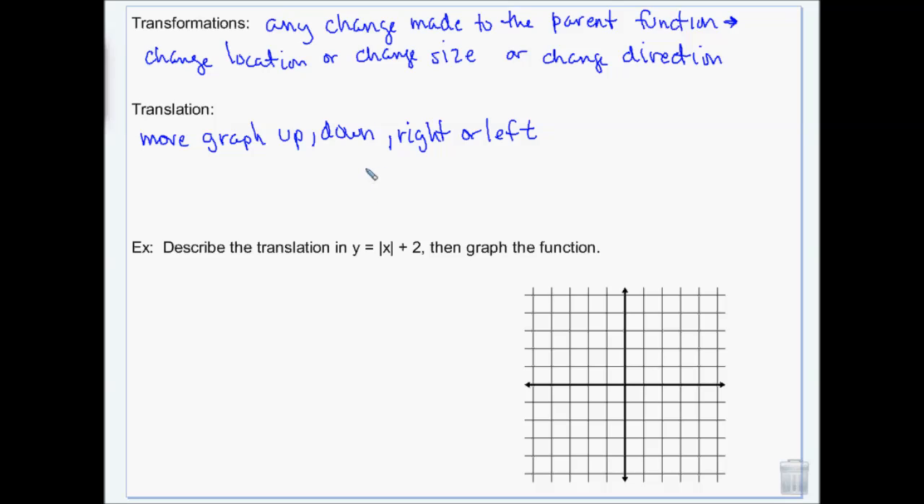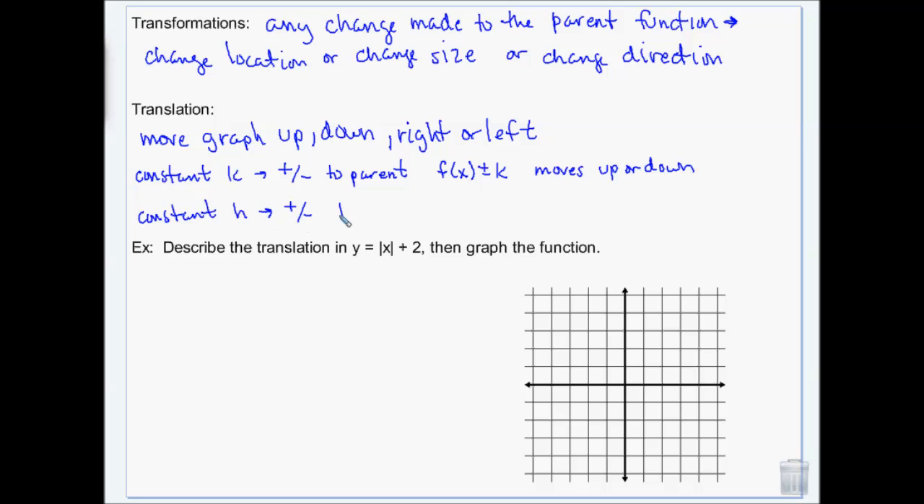And so what we have is, hold on a second, I'm going to move that. I'll just work around it. What we have is if we have some constant k added or subtracted to the parent, so you get f of x plus or minus k, it moves you up or down. Okay. If a constant, say h, is added or subtracted to the x before the function, you move right or left.